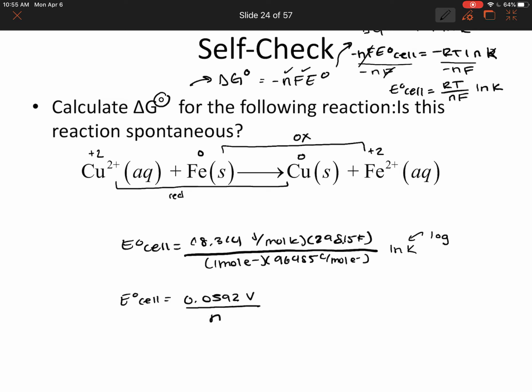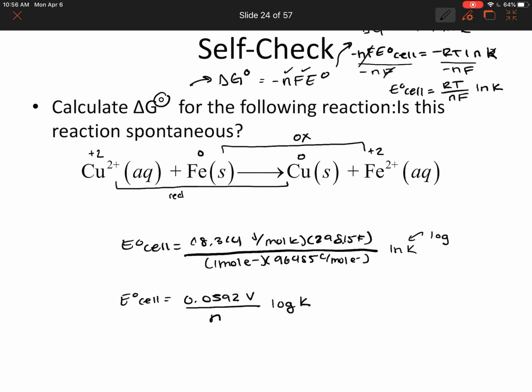0.0592 volts over N, the number of moles, log of K. So that's just using standard values, where E is a cell potential, N is the number of moles of electrons transferred in the redox reaction, K is the equilibrium constant for the balanced redox reaction. Again, K is product over reactants. Now you can use this equation to find the cell potential, or you can use this equation to find the K equilibrium constant. And that's how they all relate together in a relationship.